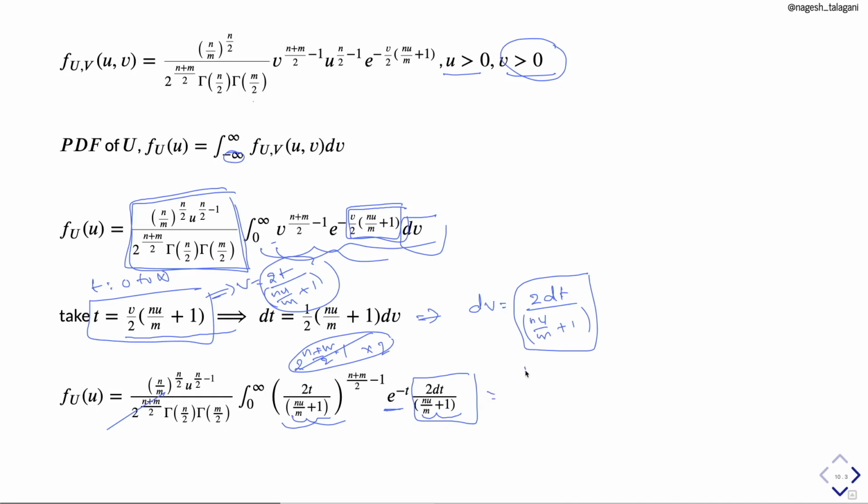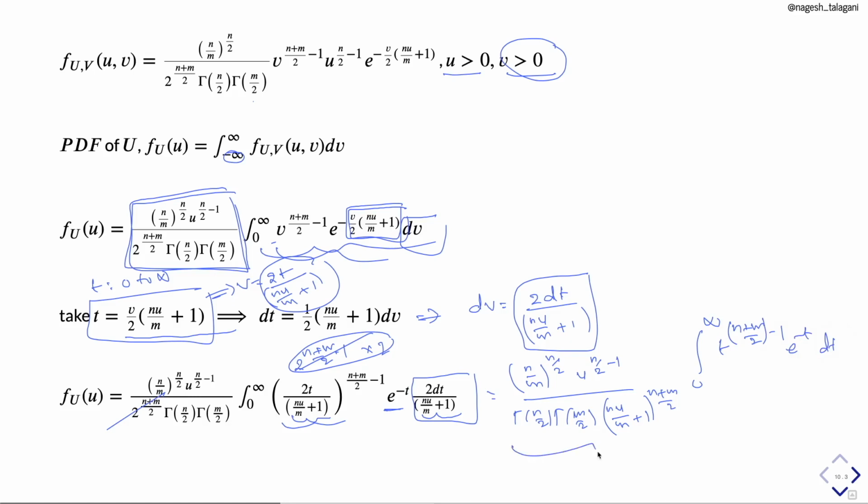First let me write (n/m)^(n/2) u^(n/2 - 1) divided by gamma(n/2) gamma(m/2). Then we have (nu/m + 1)^((n+m)/2). Then we have the integral from 0 to infinity of t^((n+m)/2 - 1) times e^(-t) dt. Fine, this is what we ended up with.